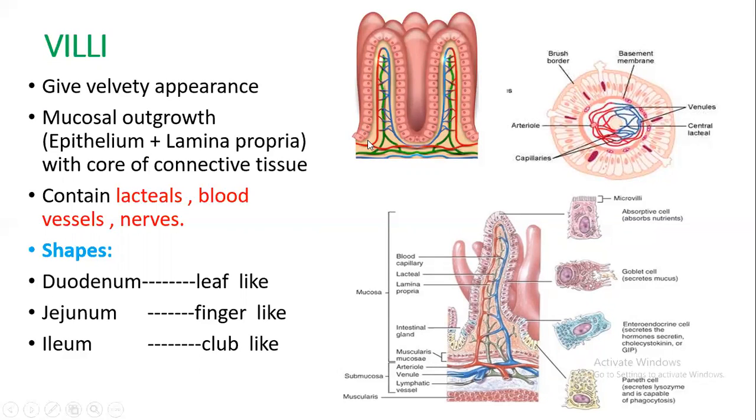Also, epithelium, lamina propria, muscularis mucosae. Some of the muscularis mucosae, smooth muscle cells, also project into these villi, and these are responsible for the contraction and movement of the villus. The shape of the villus varies in the three regions of the small intestine: duodenum, jejunum, and ileum. The shape is leaf-like in the duodenum, finger-like in the jejunum, and club-like in the ileum.